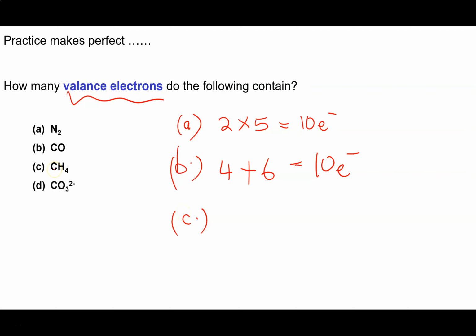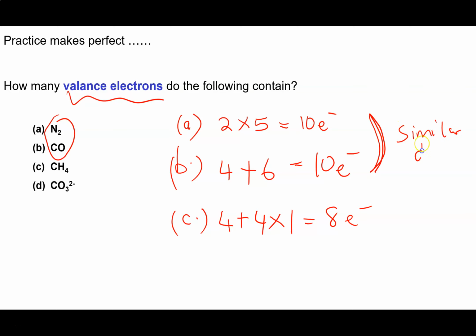This molecule here is called methane. So carbon is in group 4A, and then we have 4 hydrogen atoms, and hydrogen's in group 1A, so that's an 8 electron molecule. These guys, we've got 2 atoms, and we've got 10 electrons to form the molecule, so we would expect them to have similar diagrams. This is going to be very different. We've got 5 atoms, and we've only got 8 electrons to form all the bonds.